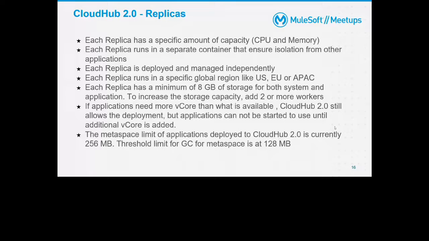Okay, makes sense. So the last point: metaspace is the physical space in your JVM where class information is loaded when we load the application. The class loading is going to occupy that metaspace. The metaspace limit is 256 MB, and at 128 MB garbage collection automatically happens, so we need not worry about it.